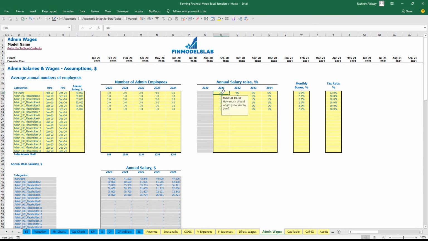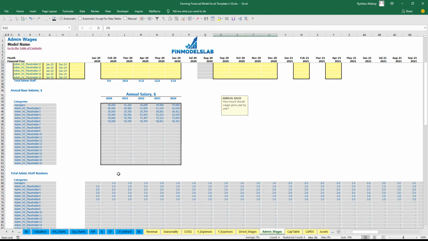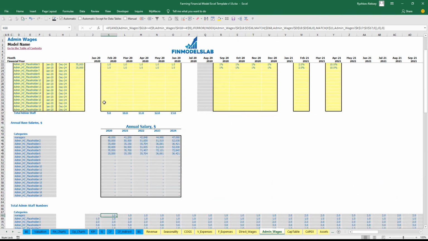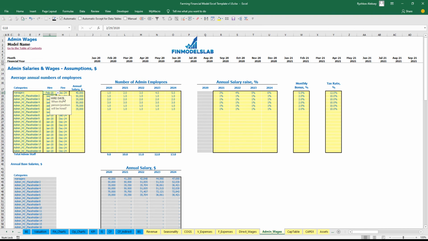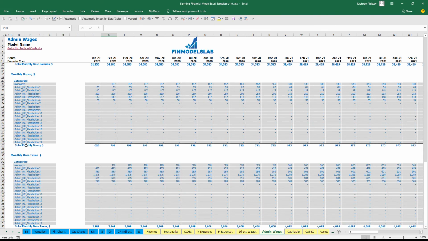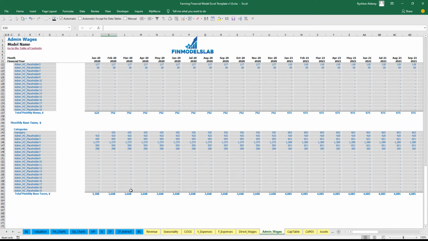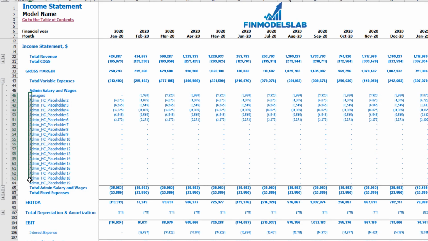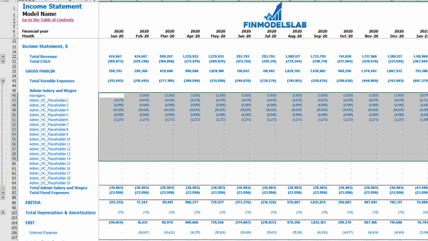Below you may see the calculation of annual salary, which depends on the annual salary for the base year and on the annual salary rise. Also here you can see the calculation of the number of headcounts. It starts in February because we set up a February start of hire. Here you can have monthly base salaries, monthly bonus calculation, and monthly payroll taxes. And under the income statement you have the total admin salaries and wages section, where you may see the breakdown of all your headcount categories and the breakdown of the values by months.